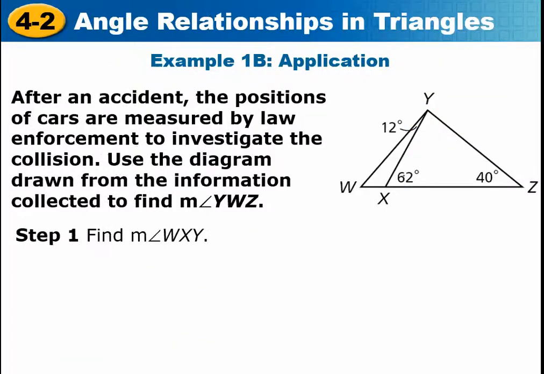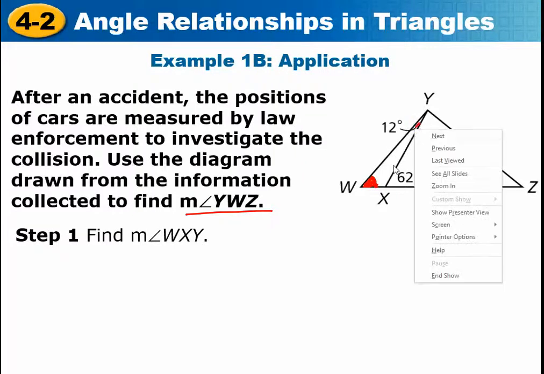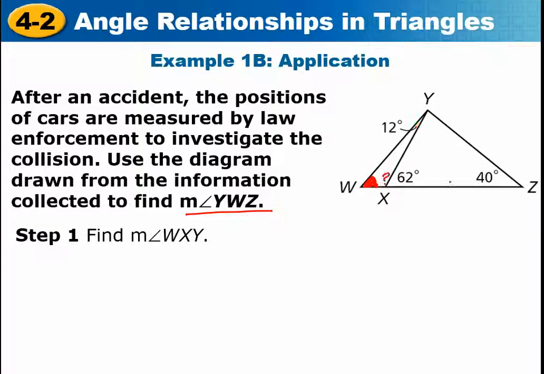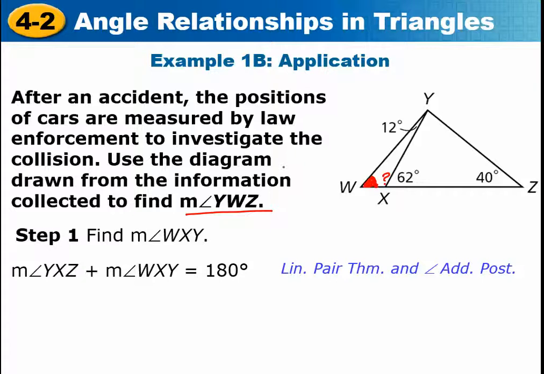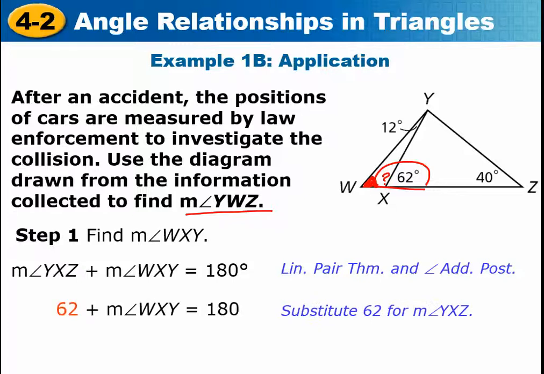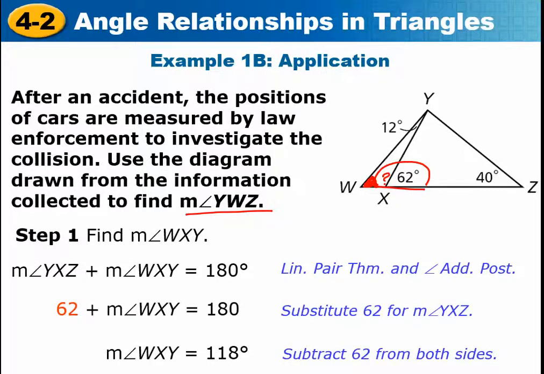Okay, here's another one. In this one, it's the same picture, same car accident, but this time they want us to find a different angle, angle YWZ. It's this angle. I know one of the other angles in the triangle, this little one here, is 12. I don't know this one. How do I find that one? That's angle WXY. You find that angle because together with 62, it forms a linear pair. These two together form a straight line, which is a linear pair, which adds up to 180 degrees. So basically, take 180 minus 62, and you'll find the missing angle of that triangle. So this angle right here is 118 degrees.